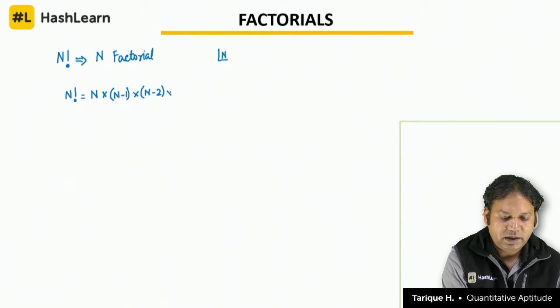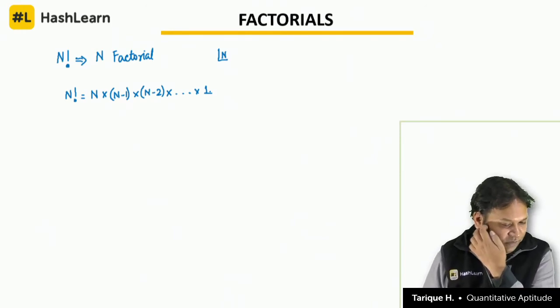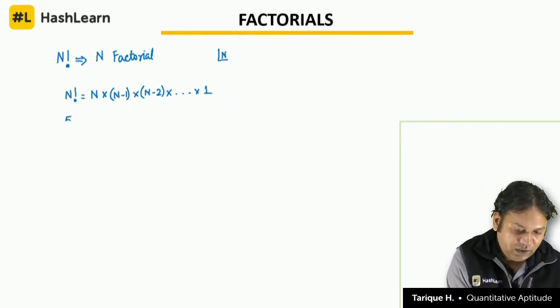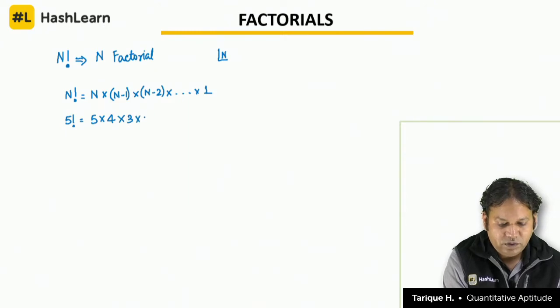We multiply till we reach 1. So that's what is your n factorial. Okay. So if we take an example of 5 factorial, 5 factorial is equal to 5 into 4 into 3 into 2 into 1, and that value is equal to 120.